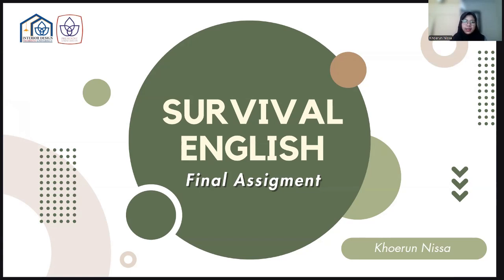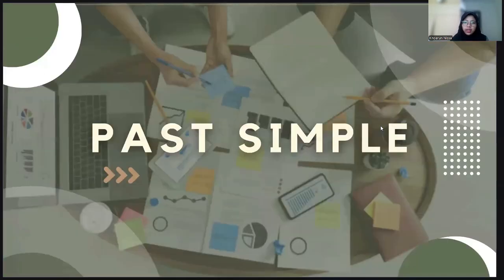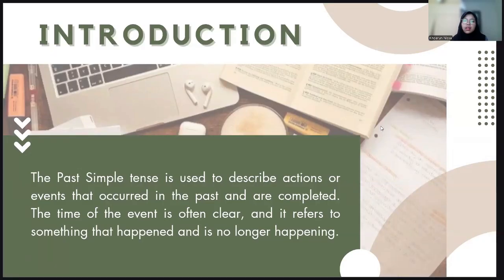Okay, let's begin. Here I have objectives that I will explain. The first is past simple, the second is present continuous tense, and the last one is present perfect tense. Okay, we start from the past simple.